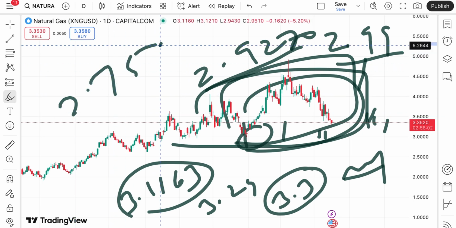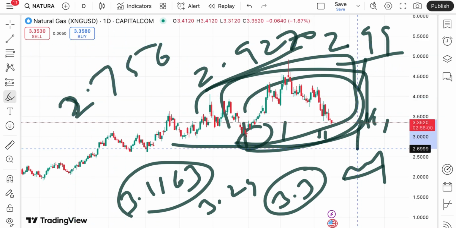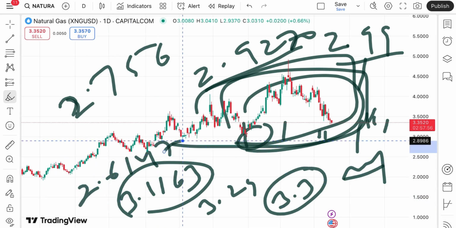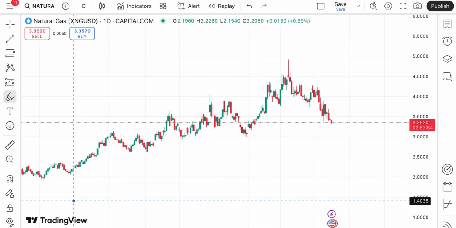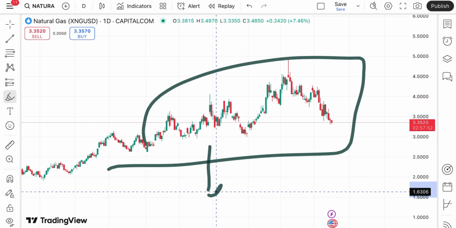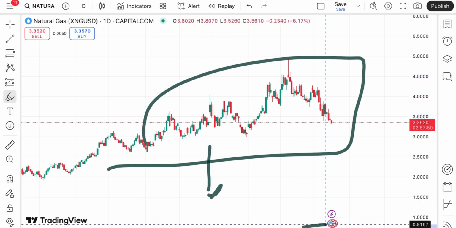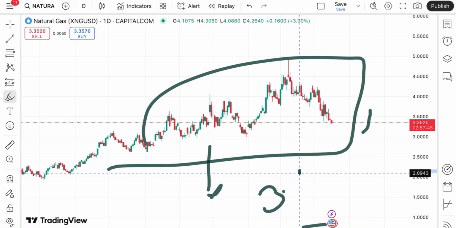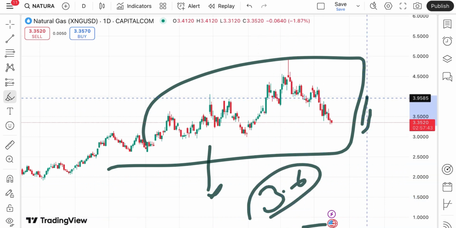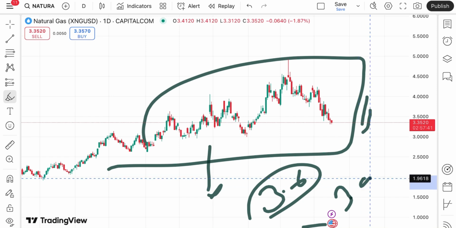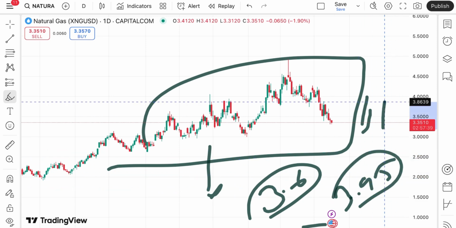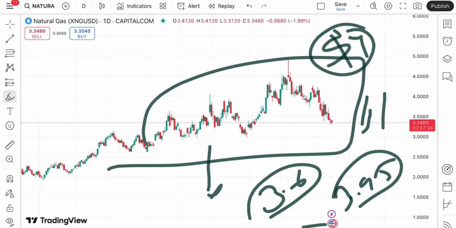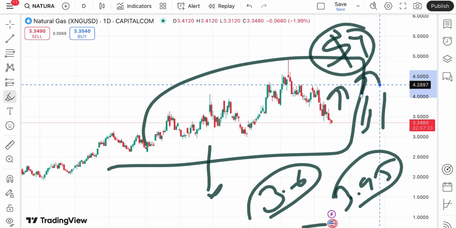Probability is high it can go towards $2.756, and once the price goes below that level, the chance of touching 2.6147 is there. If it started falling below this level, a further downfall we can see. But if the price started sustaining this level, and if it goes above a level of 3.6, probability is high that it can go further upside, towards 3.95, and from there further upside towards $4. If it sustains above this level, a further upside we can see.